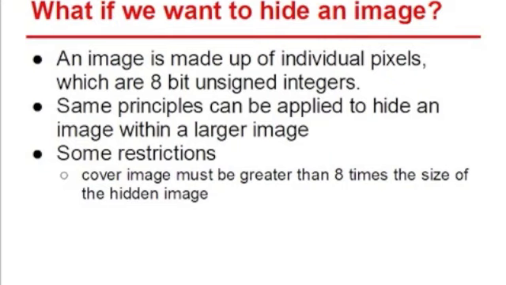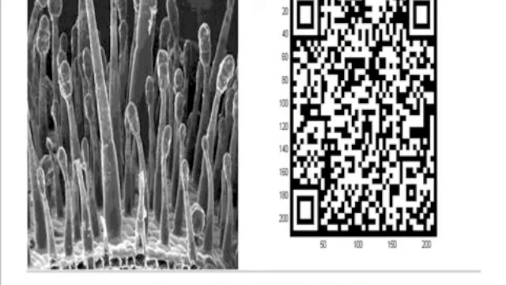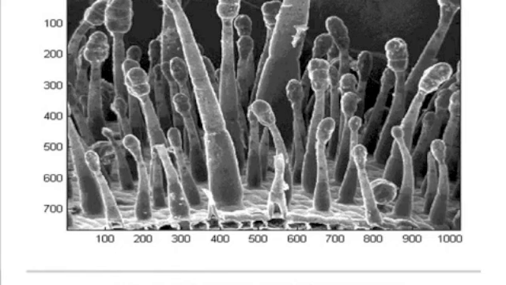If we want to hide an image within an image, we can also do this with the same principles. There are some restrictions, however, such as the cover image must be greater than 8 times the size of the hidden image. On the left is the original image, in which we'll hide the image on the right inside. This is that same image, but now with the other image encoded within it. On the left is the original image, and on the right is the image which we decoded using photo-decode, our function.